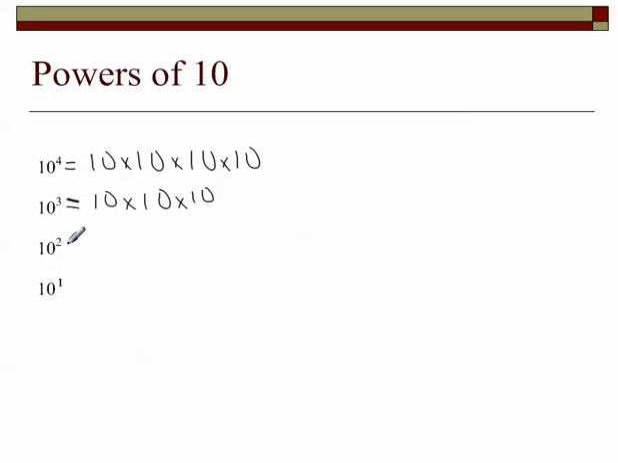And then by pattern we know then that 10 to the 2nd would be 10 times 10. And 10 to the 1st would just represent 10 being used as a factor 1 time. Okay, so that becomes very important in scientific notation because we use these powers of 10 to help us express these large or small numbers.